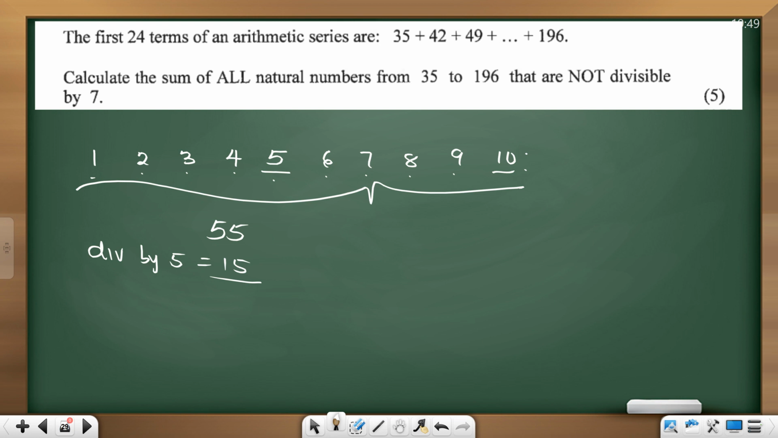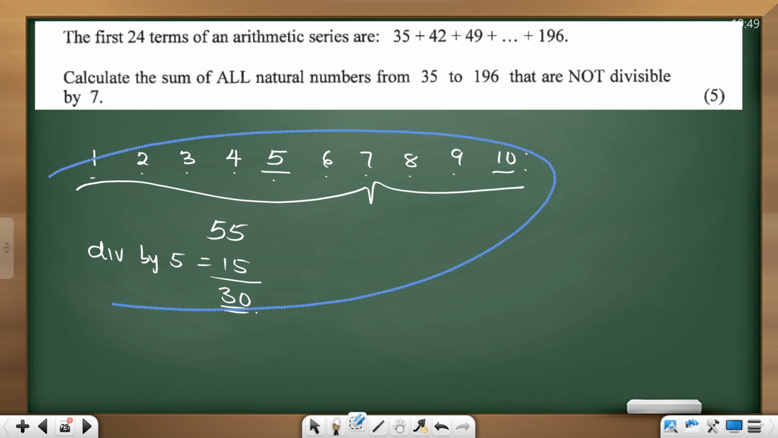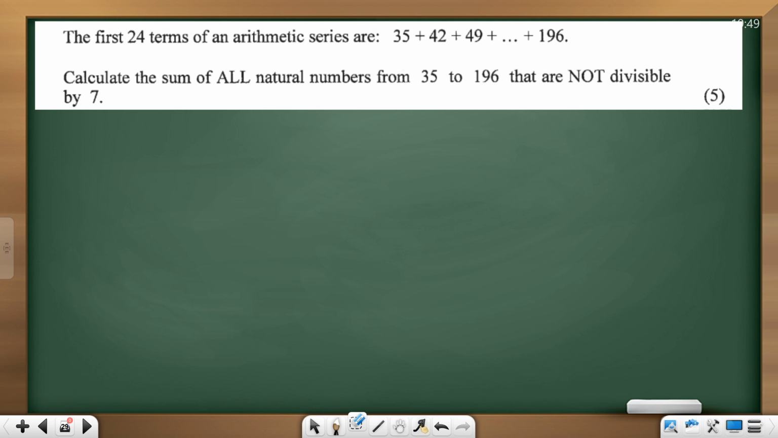What is the sum of the numbers that are not divisible by 5? Are you aware that that's 30? Because the sum of the numbers that are divisible plus the sum of those that are not divisible should give you the total. Okay, that's the big idea here. So, let's look at this.